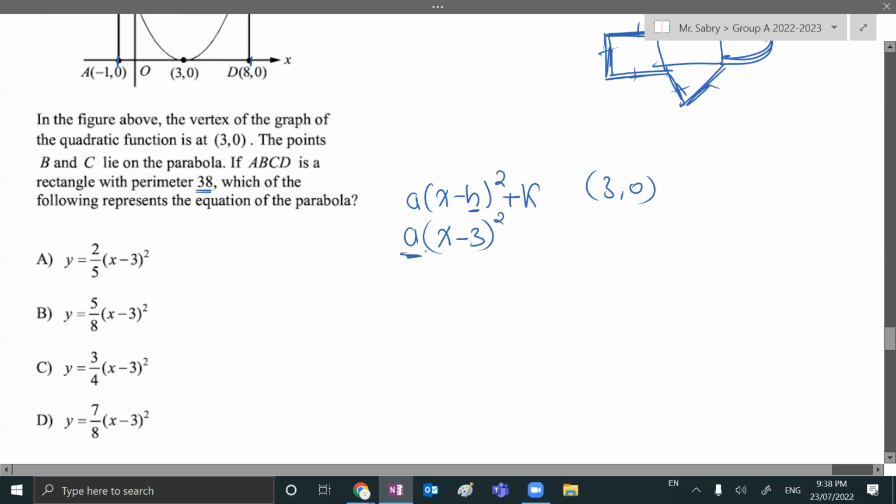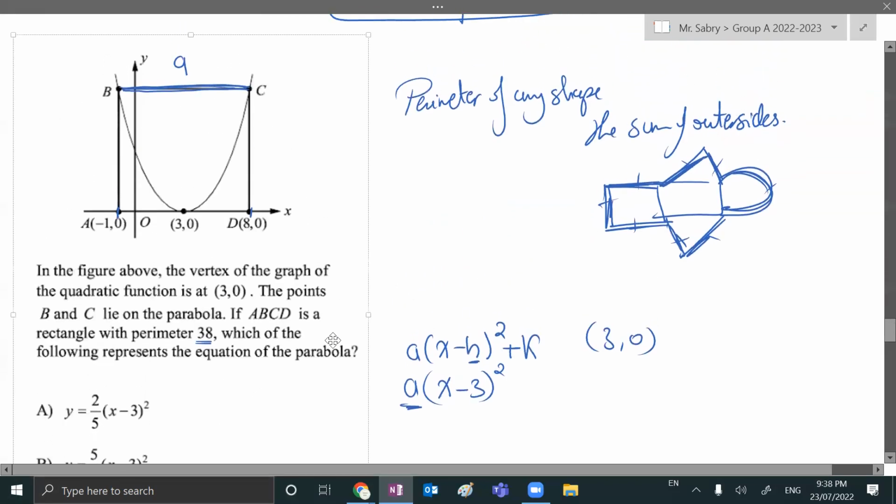Now, regarding the a, we don't know the value of a yet. Well, this is the difference between all the 4 choices, is the value of a. So how do we get it? We need to use the idea of the parameter thing. He didn't just throw this information at me for no reason.